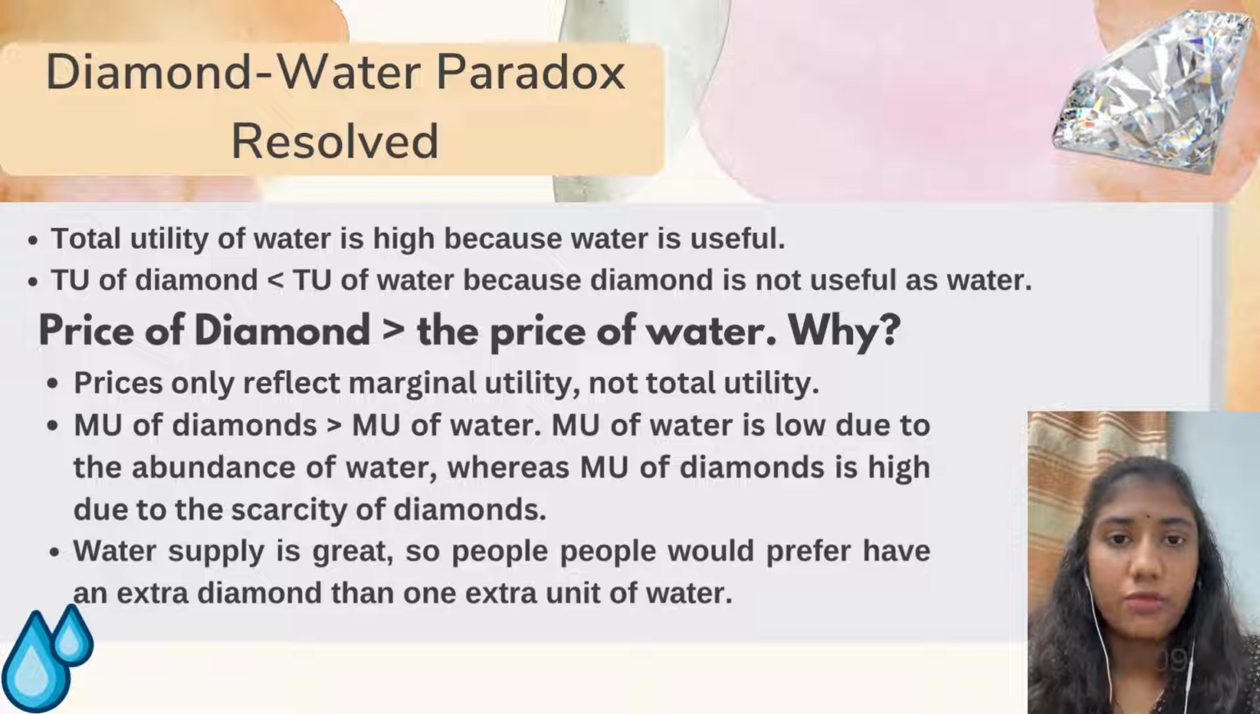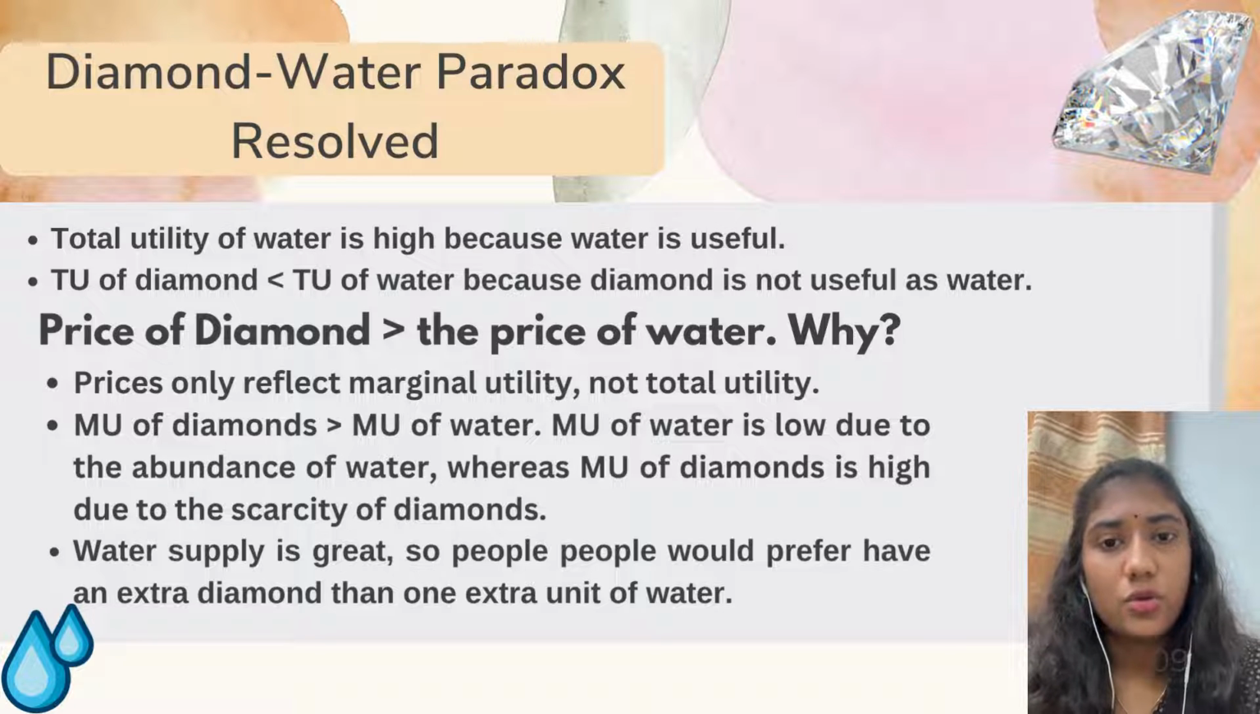Marginal utility of diamonds is more than marginal utility of water. Marginal utility of water is low due to the abundance of water, whereas marginal utility of diamonds is higher due to the scarcity of diamonds. Water supply is great, so people would prefer an extra diamond to one extra unit of water.